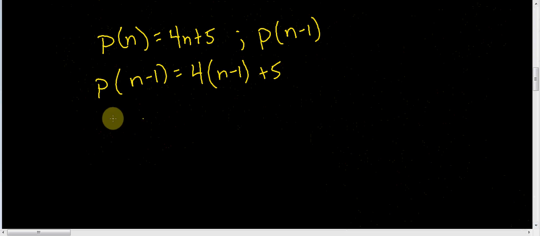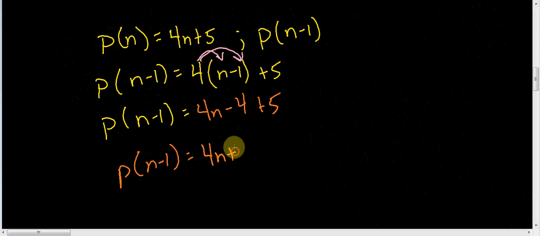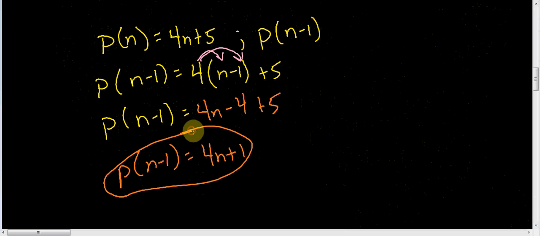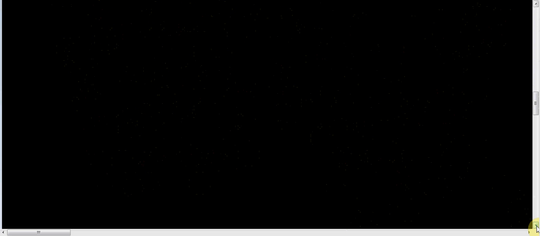Now, I'm not going to get a specific number for this answer here. I'm just going to simplify as much as possible. So I'm going to distribute my 4 into the parentheses, and I get 4n minus 4 plus 5. And so p of n minus 1 is equal to 4n plus 1. And that would be my final answer for this particular problem. I can't do anything else with it. Alright, let's see if we can find one that's more complicated here.